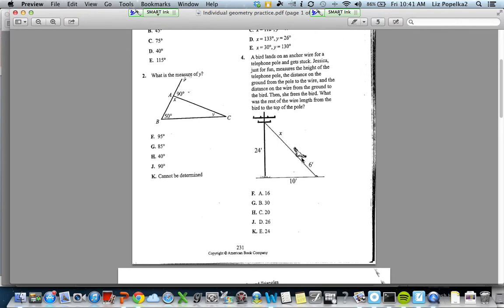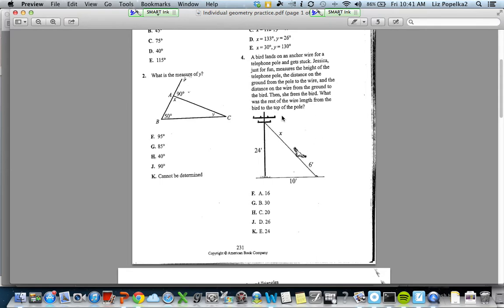So it says that a bird lands on the wire and gets stuck. Jessica, for fun, measures the height of the telephone pole and the ground, and the distance on the wire from the ground to the bird. Apparently she wasn't being very nice to this bird, because she took the time to measure how high the pole is and how far away from the ground the pole was. Then she decided to set the bird free, so that's not very nice.